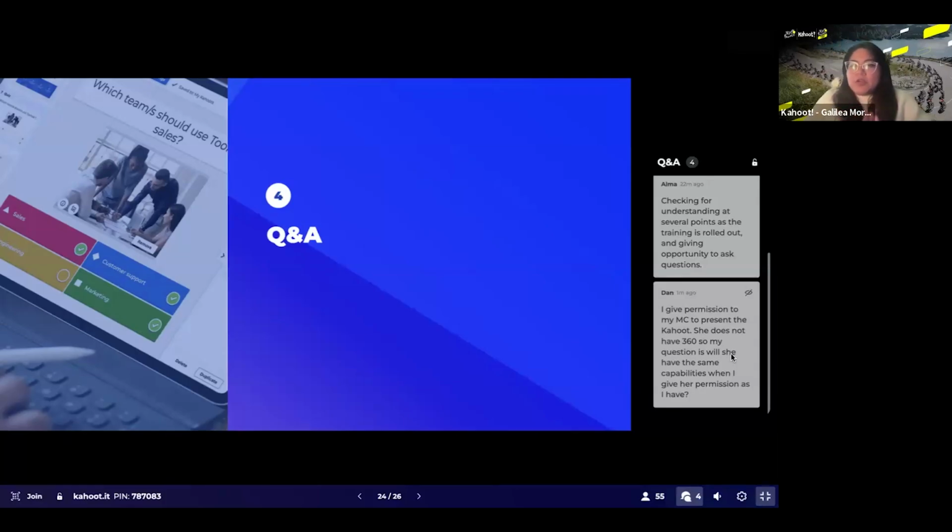Great question, Dan. If you yourself have Kahoot 360, there are some premium features there that, if you share to somebody who doesn't have a paid subscription, they'll be able to see everything that is available on the base free plan. But yes, they won't be able to access the question types that are specifically allocated to your paid subscription.